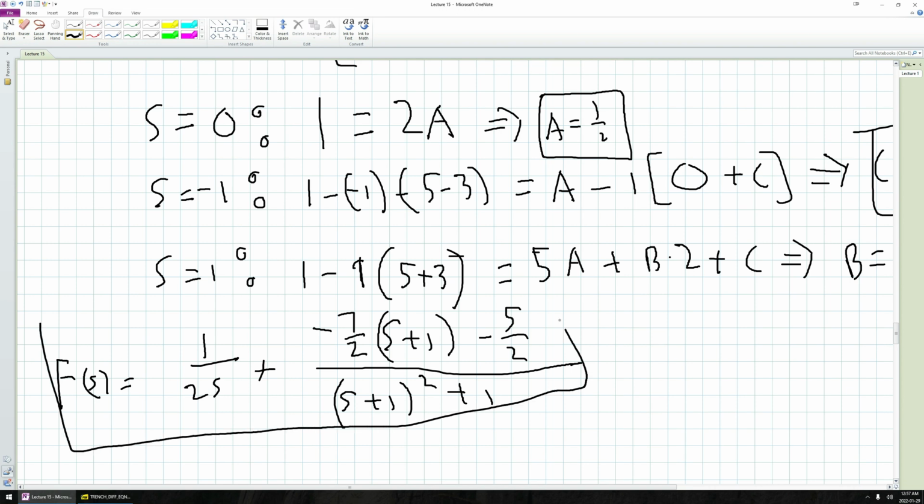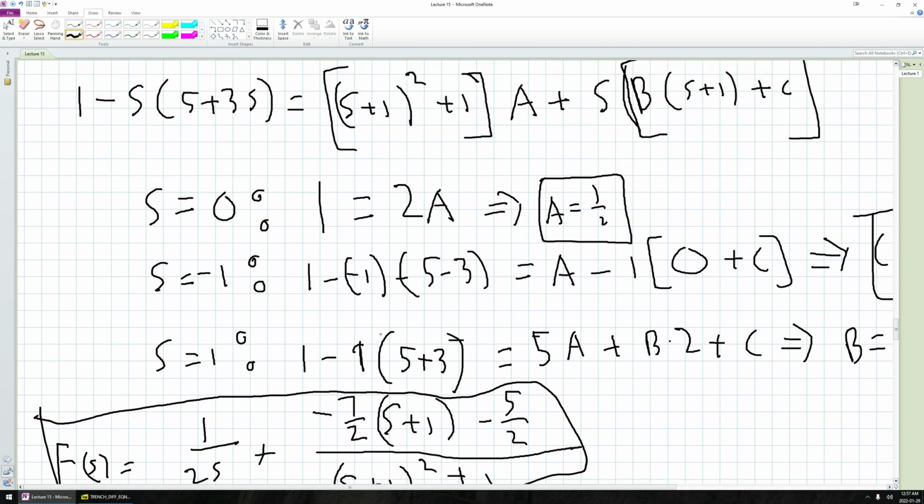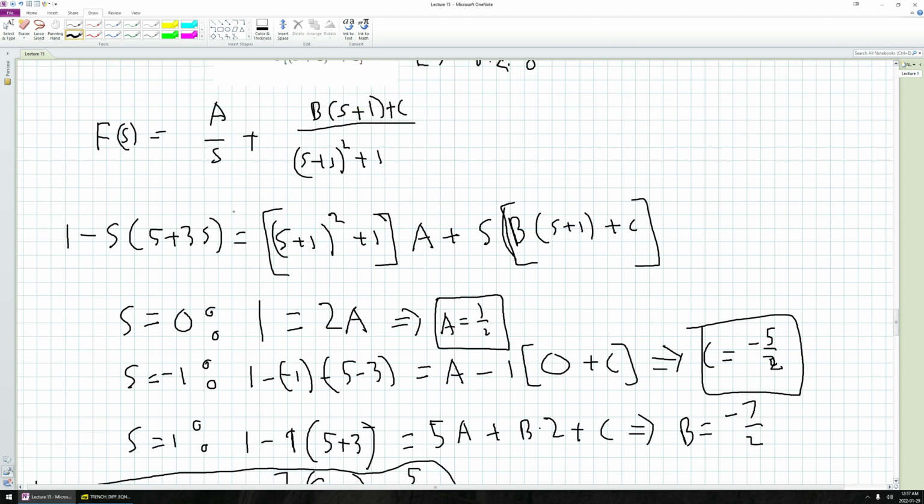Okay, so fair bit of work here, but let's just briefly discuss why I picked the values that I picked. If I zoom out and look at these equations here, if I plug in s equal to 0, this term in front goes away, and I can solve for a immediately. So that's why I picked it.